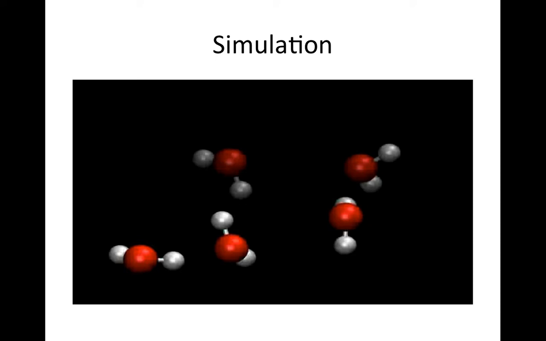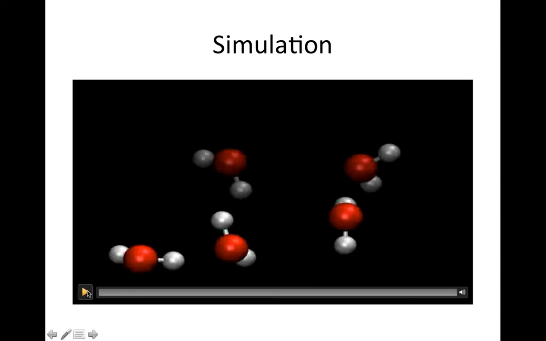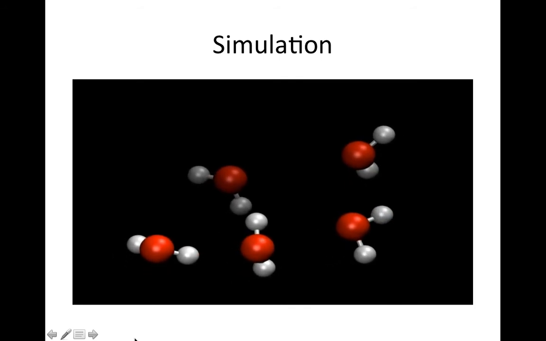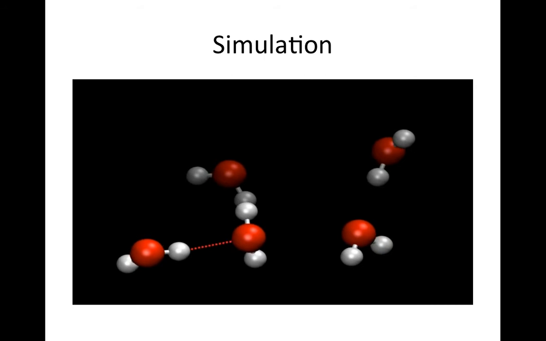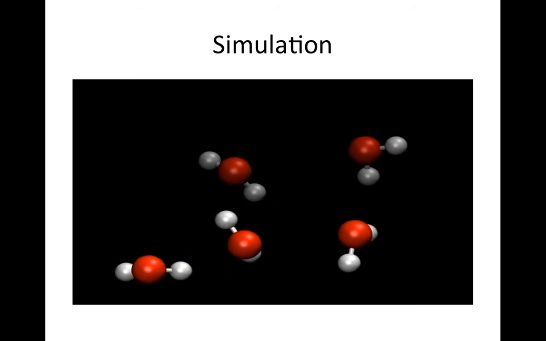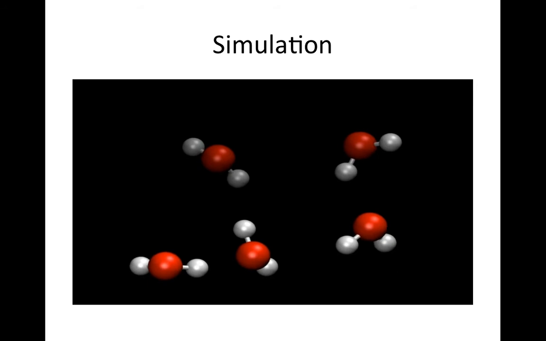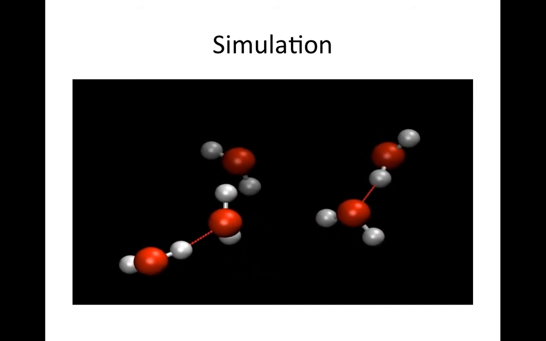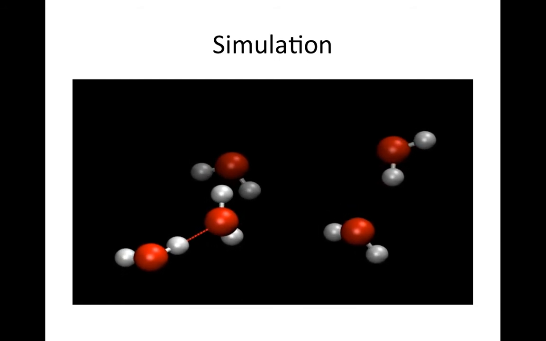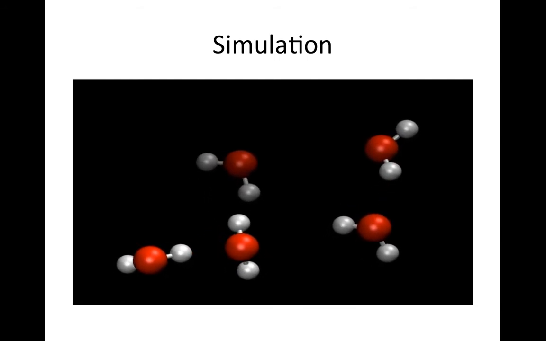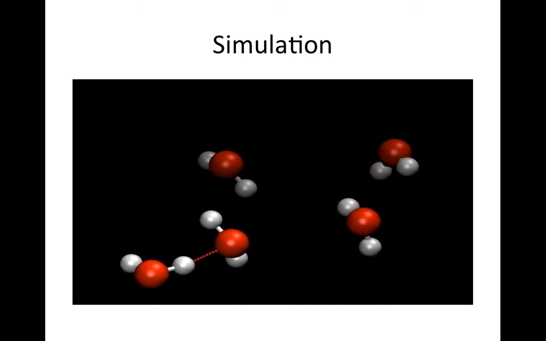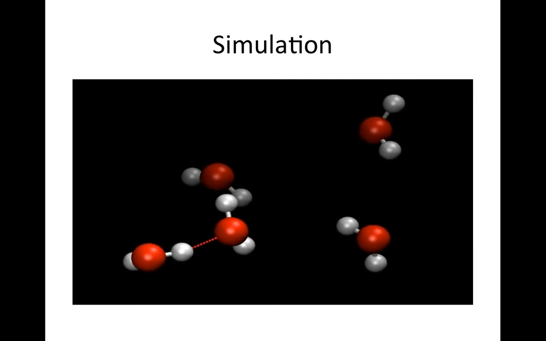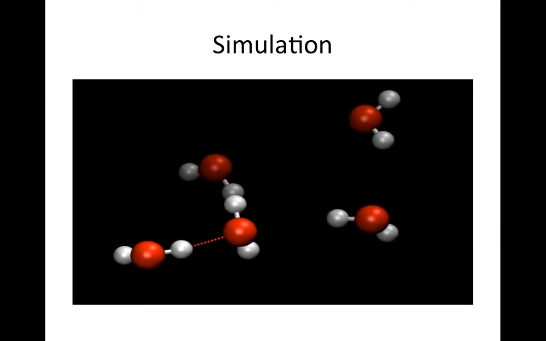Here's a little simulation. As you can see here, these water molecules are being attracted to one another, and that's what's happening here with these little lines, because the negative from one atom is being attracted to the positive end of another water molecule. These are what we call intermolecular forces. You'll find out later that these are called hydrogen bonds, and they're temporary.